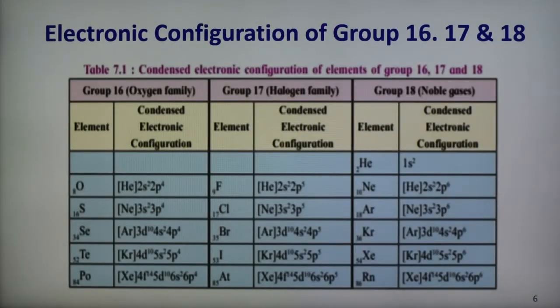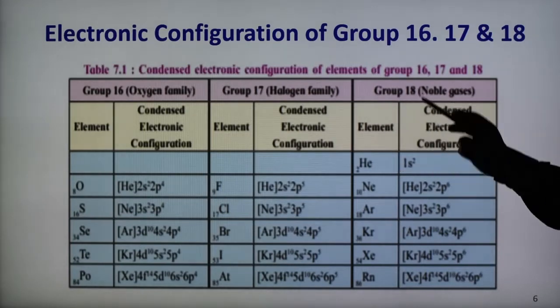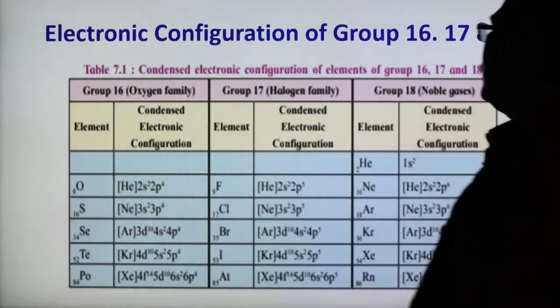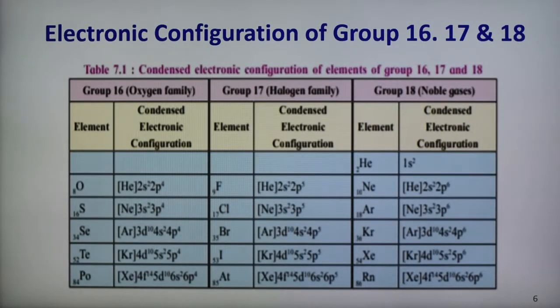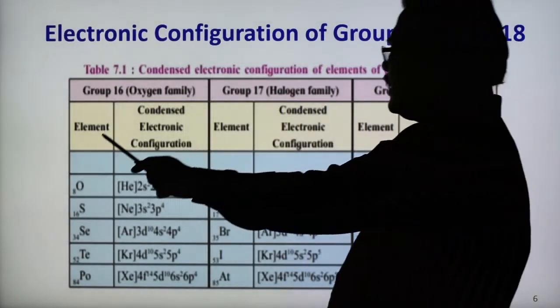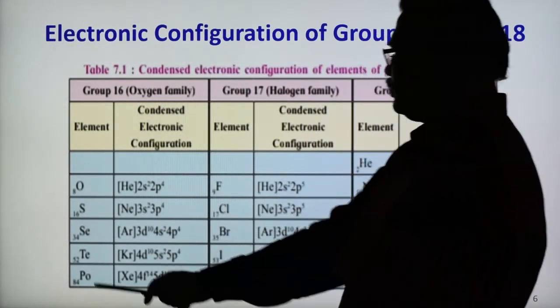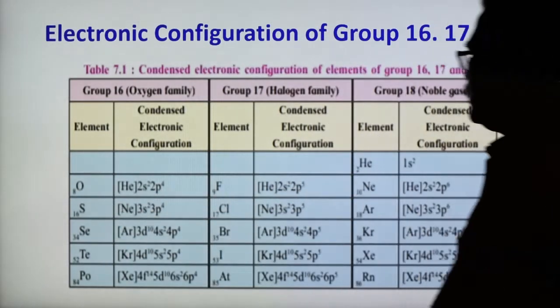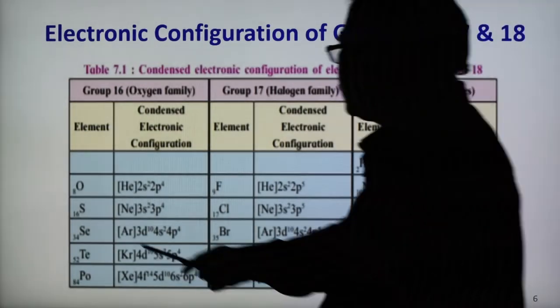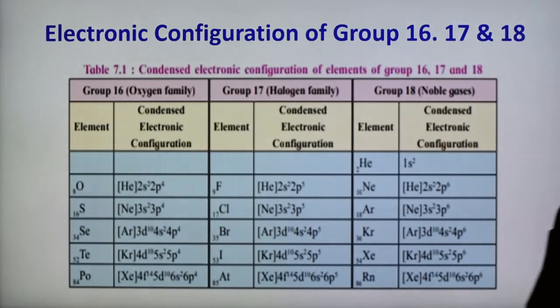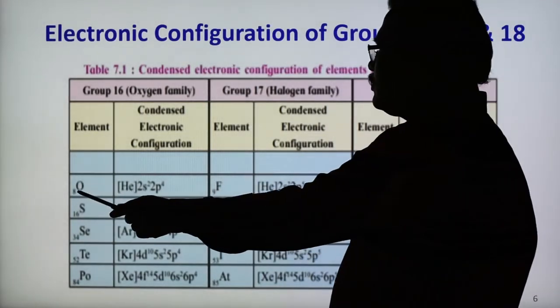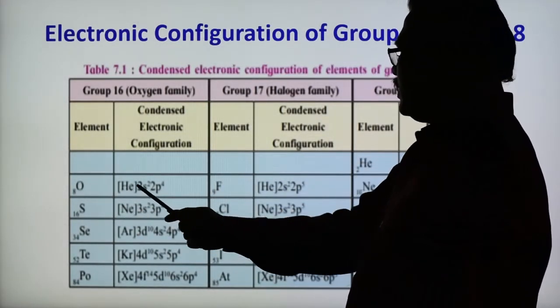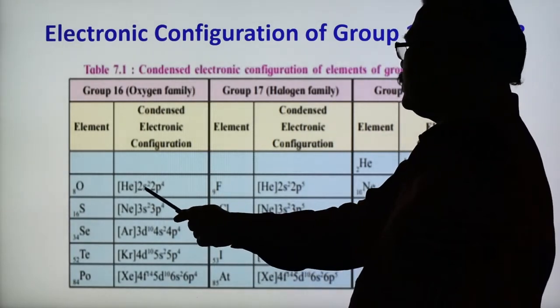Now the important part of group number 16, 17 and 18 is the electronic configuration, and together the electronic configurations of all the 3 groups are given in this Table 7.1. So this is the condensed electronic configuration of the elements of group 16, 17, 18. The elements, as we know, are oxygen, sulfur, selenium, tellurium, polonium. And this is the electronic configuration. Oxygen has atomic number 8, sulfur 16, then 34, 52, 84. Helium is complete with 2 electrons, and the remaining 6 electrons are here, 2s2, 2p4.